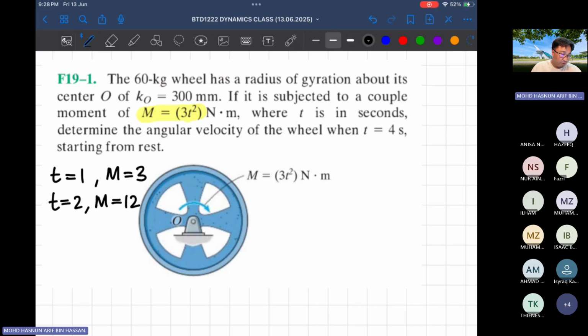So what is the question here? Determine the angular velocity. What we want to know is omega, the angular velocity, when t equals 4 seconds. This is the difference between the impulse and momentum question and the work and energy question. Work and energy involve distance. For example, you will be asked to determine angular velocity after the wheel has rotated a few revolutions or after 10 meters. That is the type of question for work and energy, so it will involve distance. When it comes to impulse and momentum, it will involve time. So you can see here, when t equals 4 seconds. That is what we want to know.